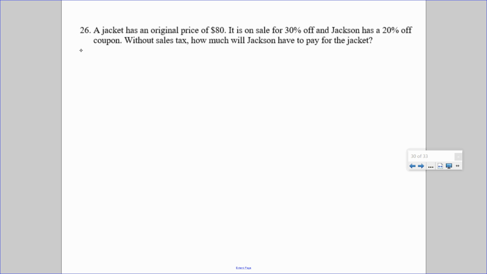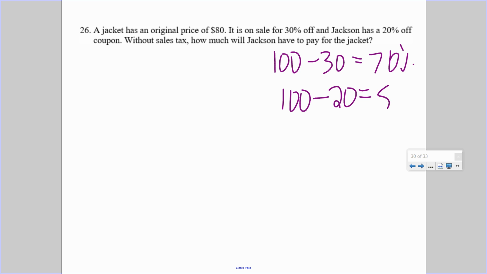So if it's on sale for 30% off, what percentage are you paying? Well, you're paying 70%. Then Jackson has a 20% off coupon. So if it's 20% off, then you're paying 80%. Now the way it works, you don't add up the percentages. If it's 30% off and another 20% off, it's not 50% off. It's 20% off of the new value, not off of the original value. So they're going to take 30% off, you're going to end up with a new value, and then 20% off comes off of that new value. It's not the same as taking 20% off of the original.